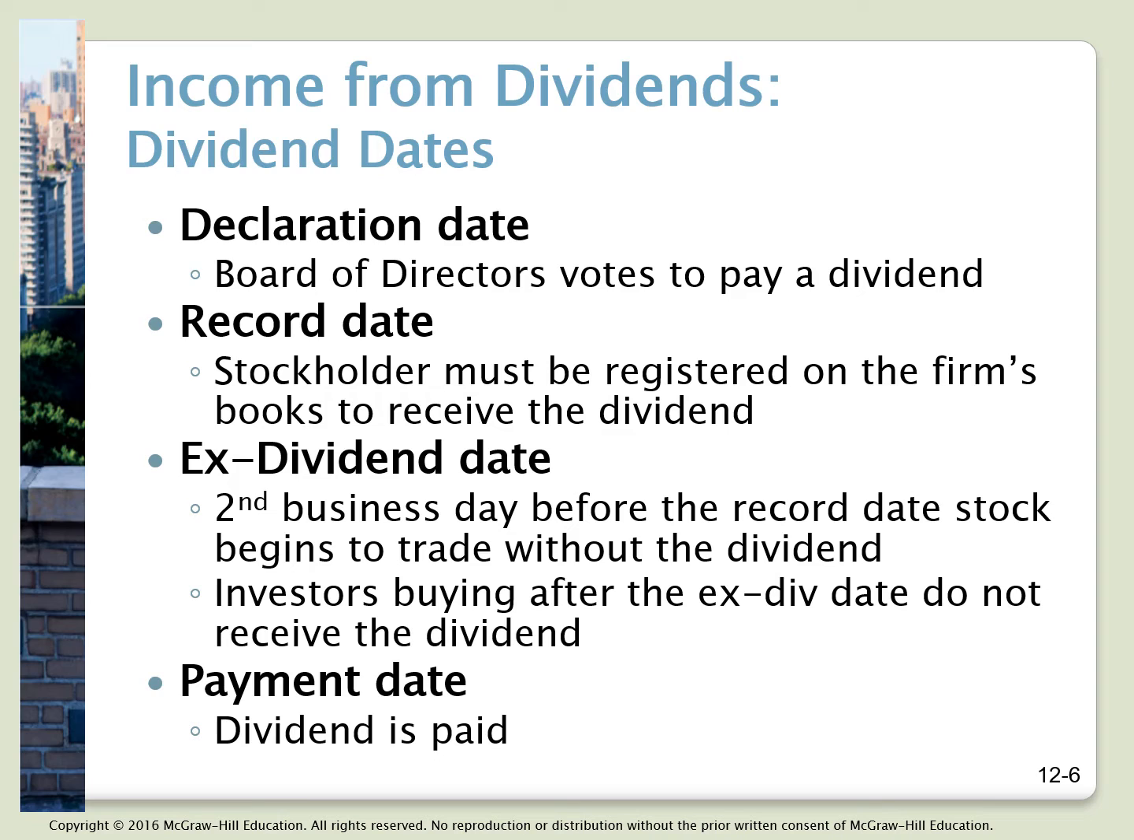Declaration date: the board of directors votes when they vote to pay a dividend. Record date: stockholders must be registered on the firm's books to receive the dividend. Meaning, you don't just buy it the day before the dividend is issued. Ex-dividend date: the second business day before the record date, when the stock begins to trade without the dividend. Investors who buy after the ex-dividend date do not receive the dividend. Okay, it's something to keep in mind. Payment date is the date that the dividend is actually paid.